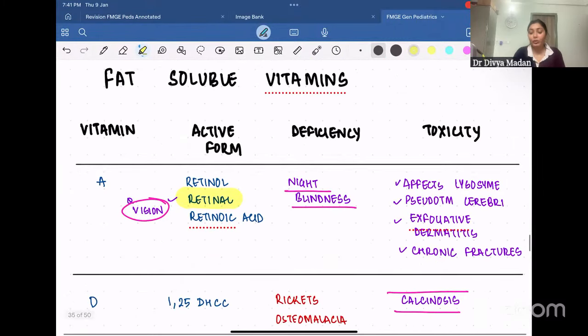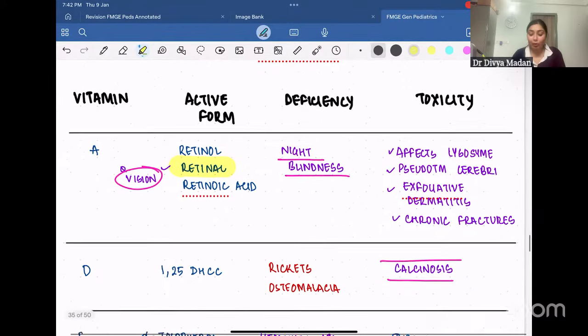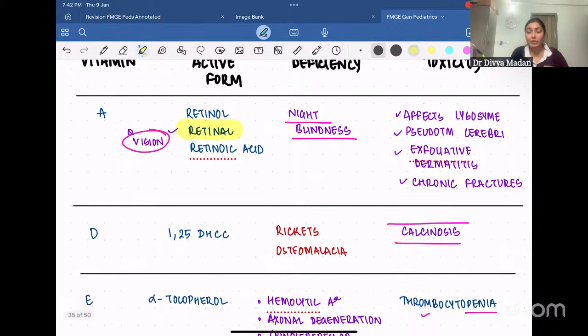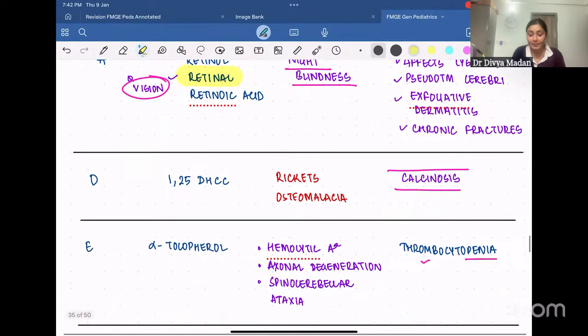Right? Moving down to the fat soluble vitamins, we have A, D, E, and K. Vitamin A, we all know, has three active forms: retinol, retinal, and retinoic acid. It is the retinal that is important for the vision, and deficiency causes night blindness. And what about the toxicity? These fat soluble vitamins, if ingested in higher amounts, will lead to toxicity also.